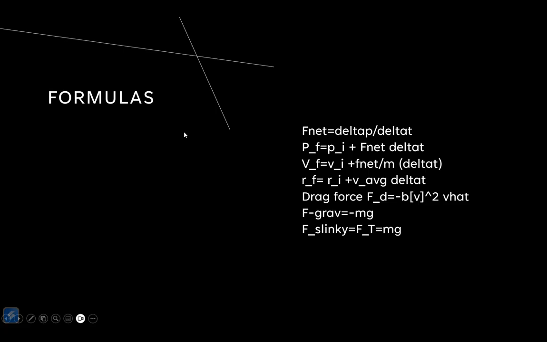Some formulas we used: Fnet equals change in momentum over change in time. We used momentum update, which is momentum initial plus Fnet times change in time. Velocity update is velocity initial plus Fnet divided by mass times change in time. Then we have position update, which is position initial plus average velocity times change in time. We have the drag force formula: drag equals negative b times the absolute value of the velocity squared in the v-hat direction. Then F-grav equals negative mg, and the force of the slinky is the force of tension, which equals mg.